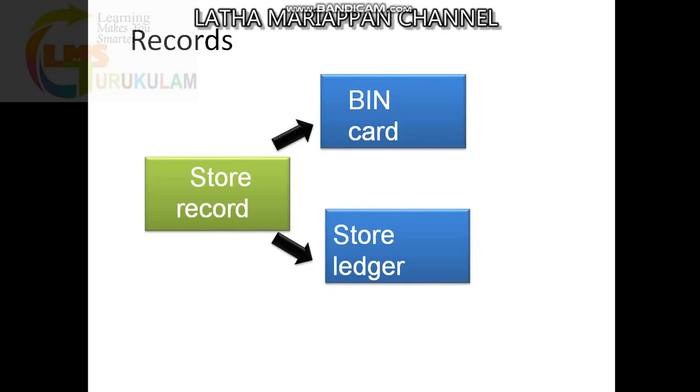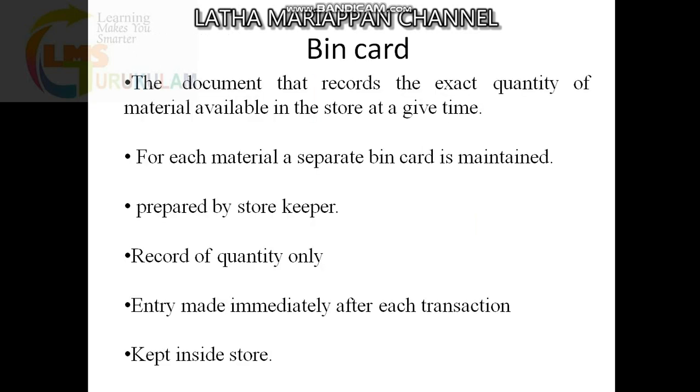Okay, this is called a record. We have the bin card and the store ledger. Okay, what is a bin card? The document that records the exact quantity of material available in the stores at a given time. So it's a kind of record. You have to maintain how much quantity of material is available in the store. For each material a separate bin card is maintained.